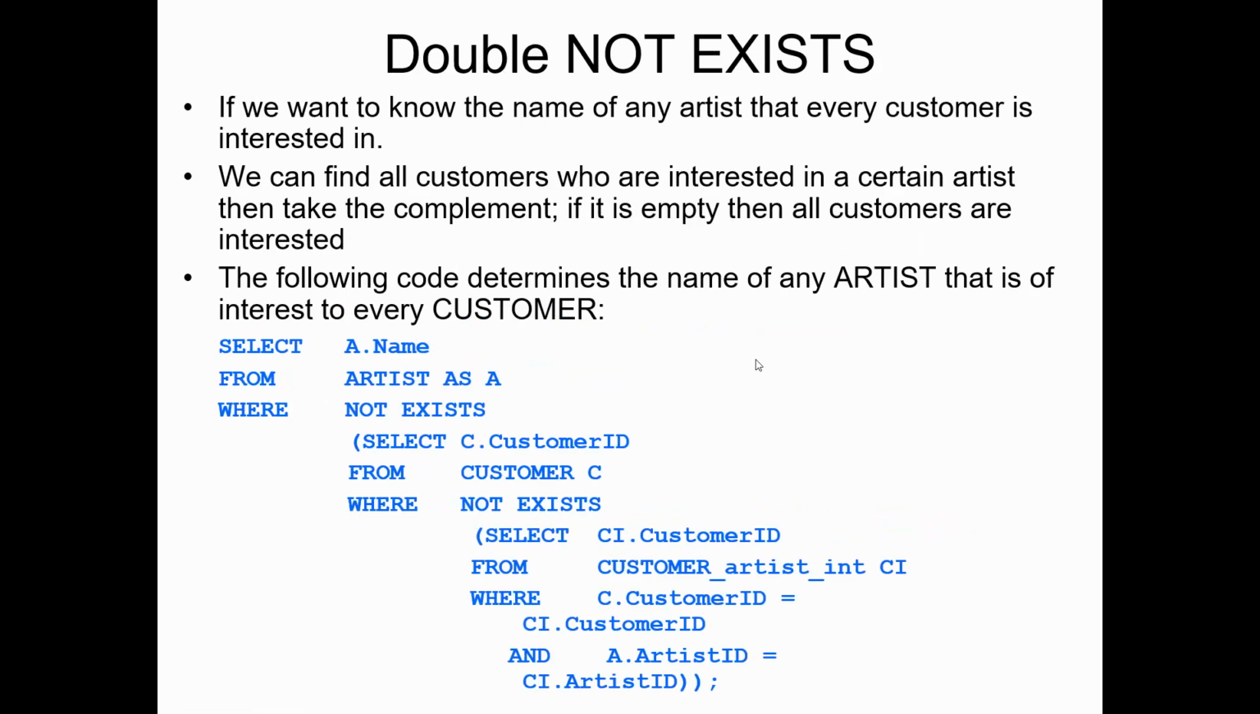As an example of double NOT EXISTS, let's assume that we want to know the name of any artist that every customer is interested in. To do that, we can find all customers who are interested in a certain artist, then take the complement. If the complement is empty, then all customers are interested. The first NOT EXISTS was to select the customer ID from the customer table, and the second NOT EXISTS is to match that with the artist using the customer artist interest table.